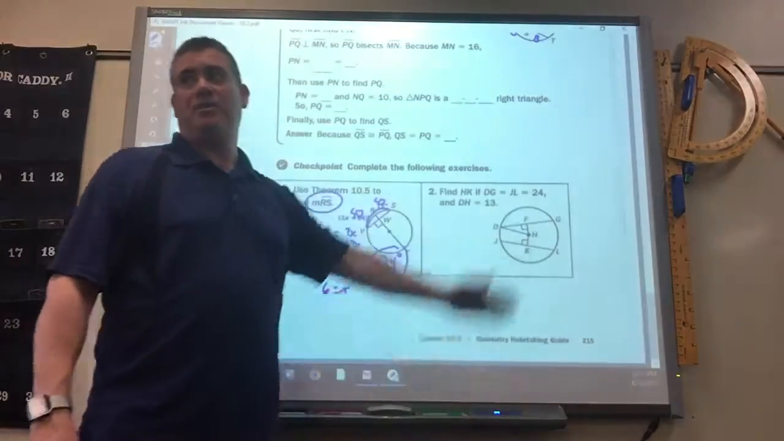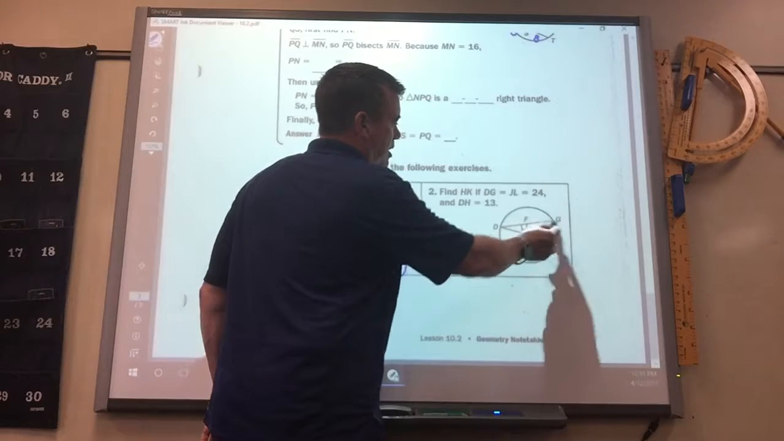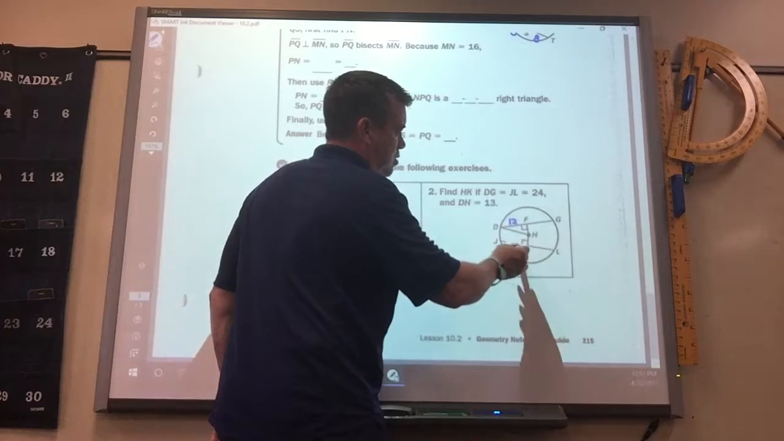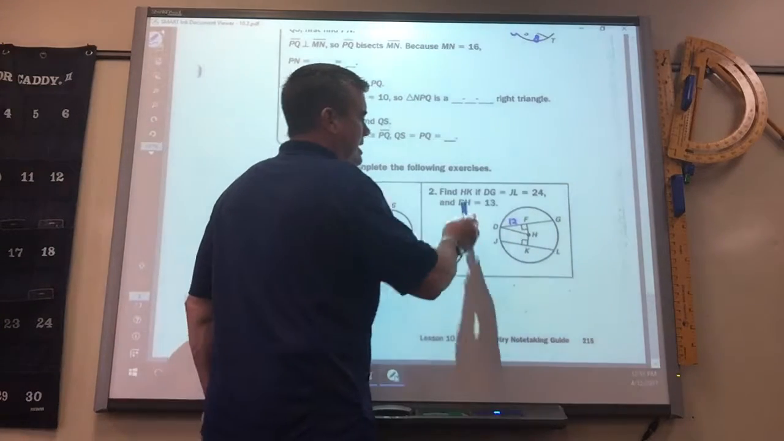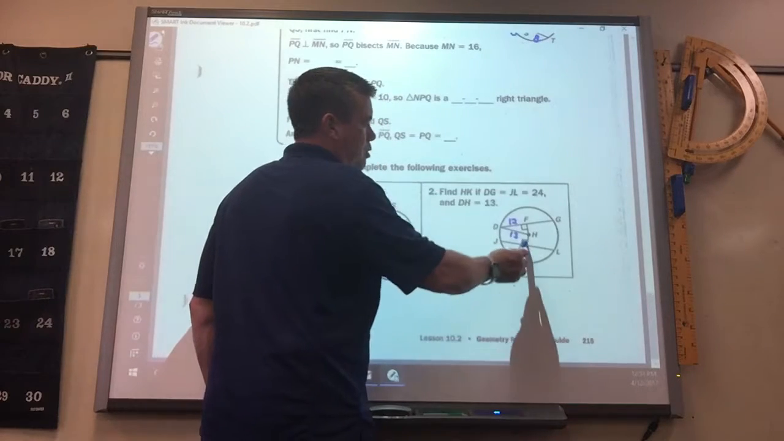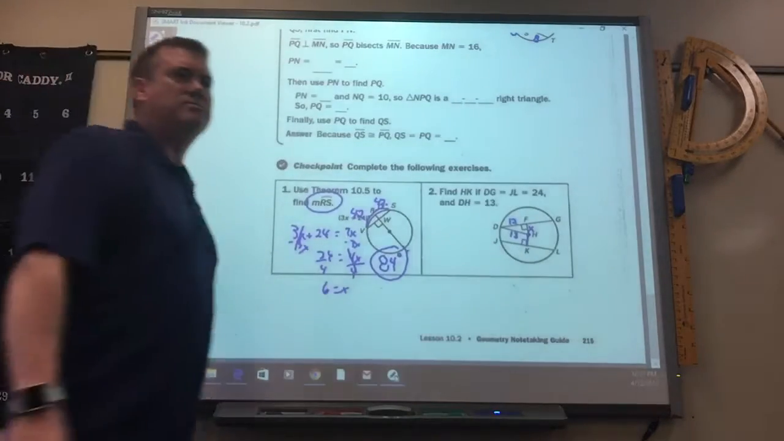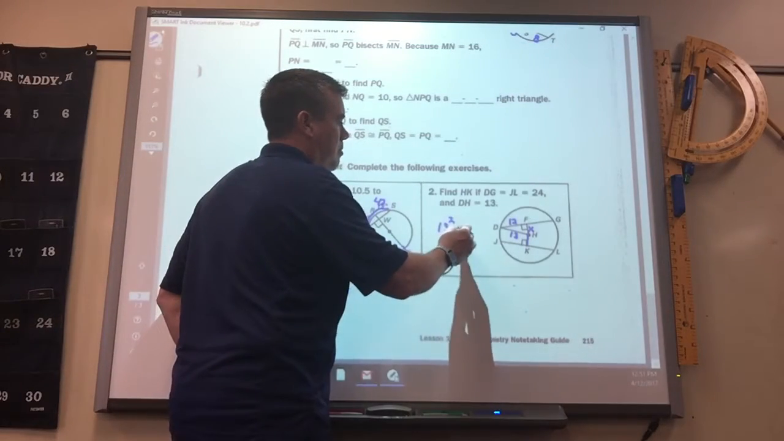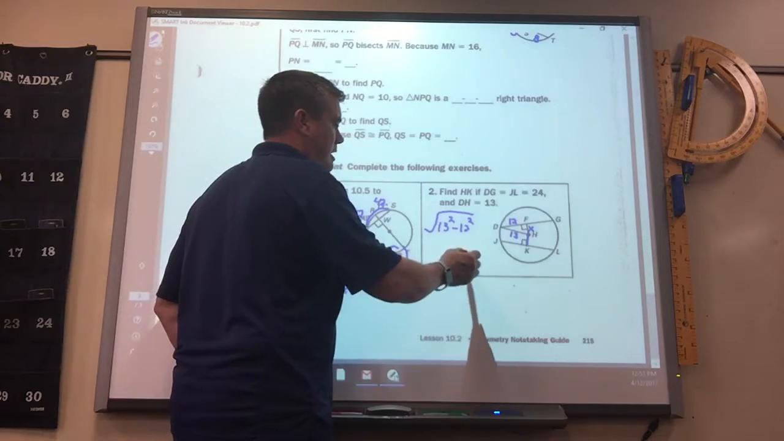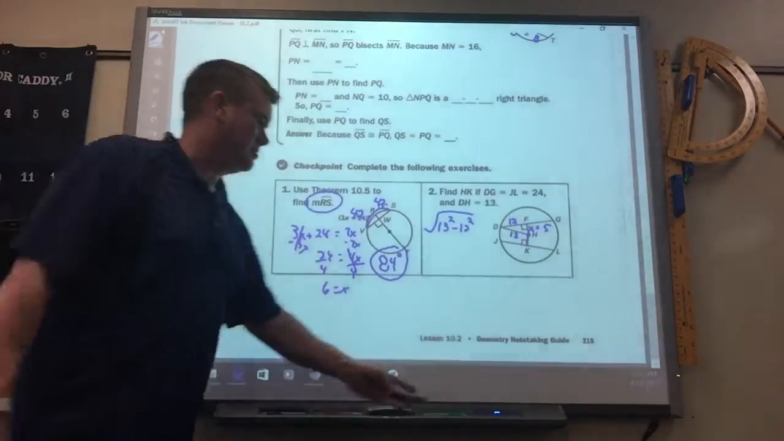This one's the Pythagorean theorem one. DG and JL are both 24, which means this is 12, and that's 12, and that's 12, and that's 12. DH is 13. So we want to find HK, which means if we find that, we solve it. 13 squared minus 12 squared. So you subtract them because you're looking for a leg, and that is 5, I think. Yep. Okay.